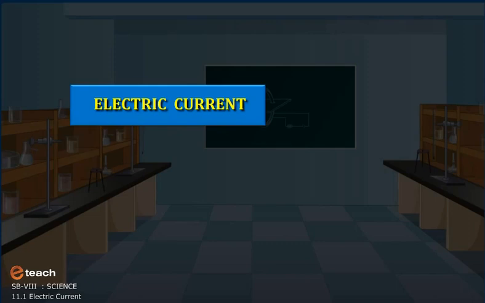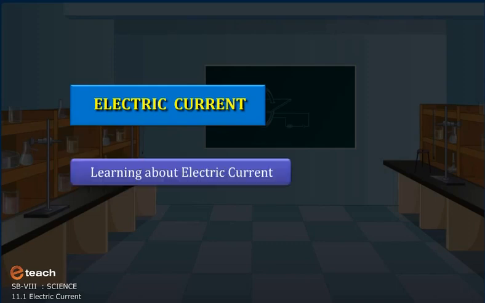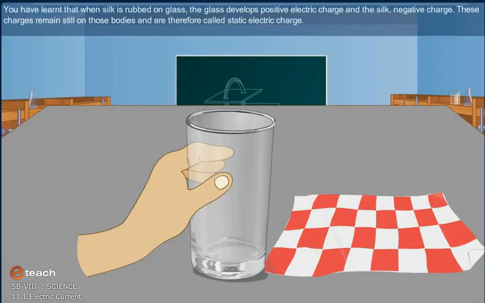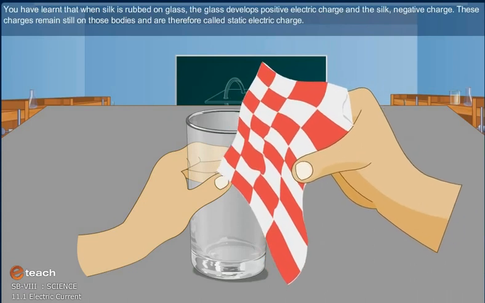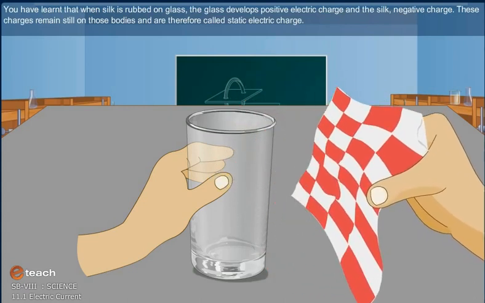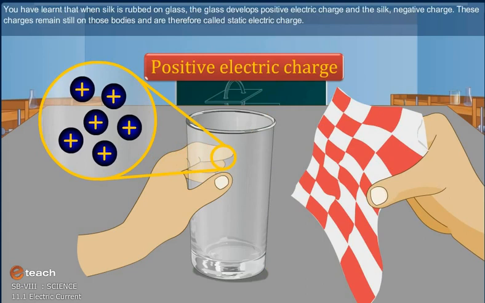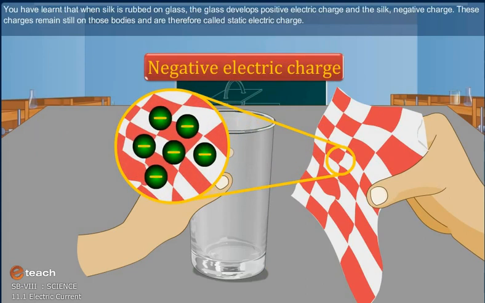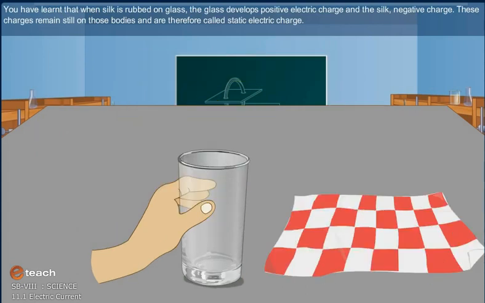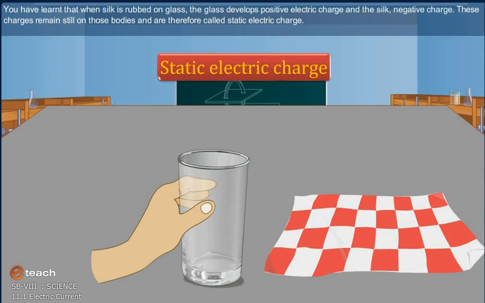Electric current. Learning about electric current. You have learned that when silk is rubbed on glass, the glass develops positive electric charge and the silk negative charge. These charges remain still on those bodies and are therefore called static electric charge.